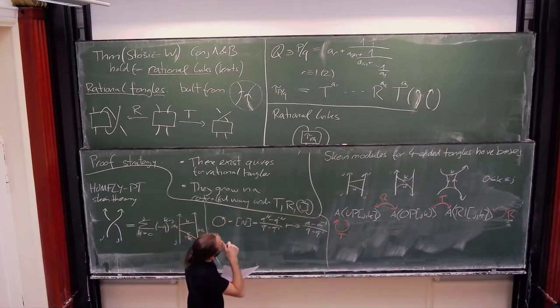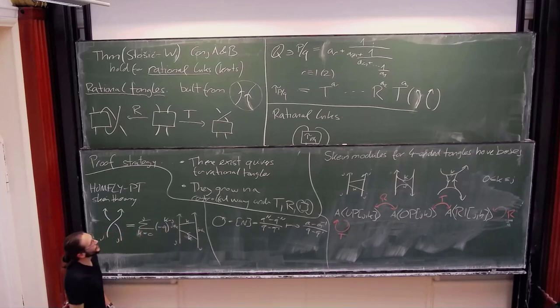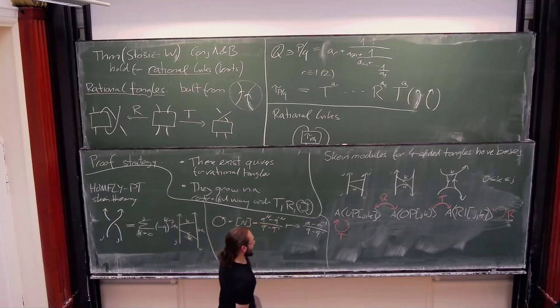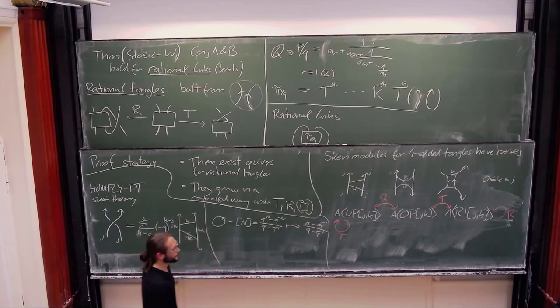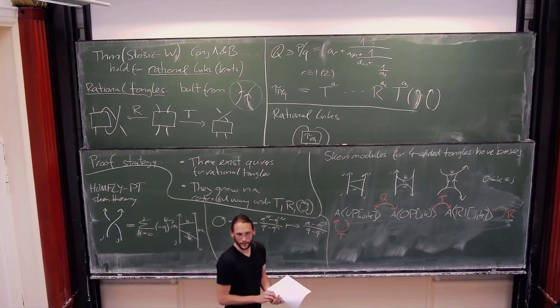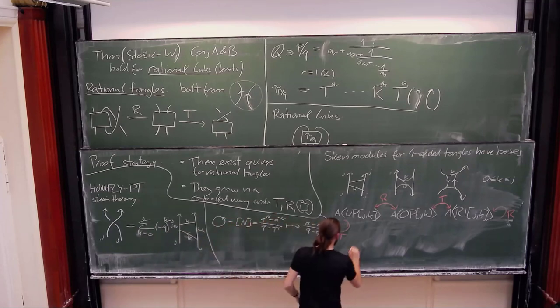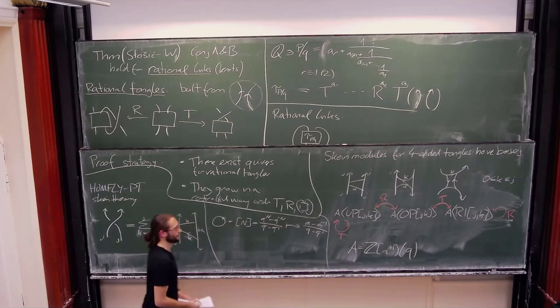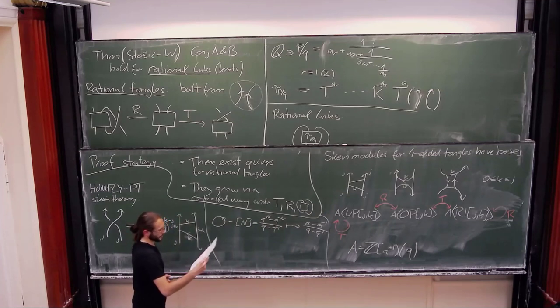So the whole skein theory, the HOMFLY skein theory for rational tangles, is boiled down to knowing six matrices, six J plus one times J plus one matrices with entries in A. Okay, and there are explicit formulas. What is A? A was this. All right, so we have explicit formulas for those.